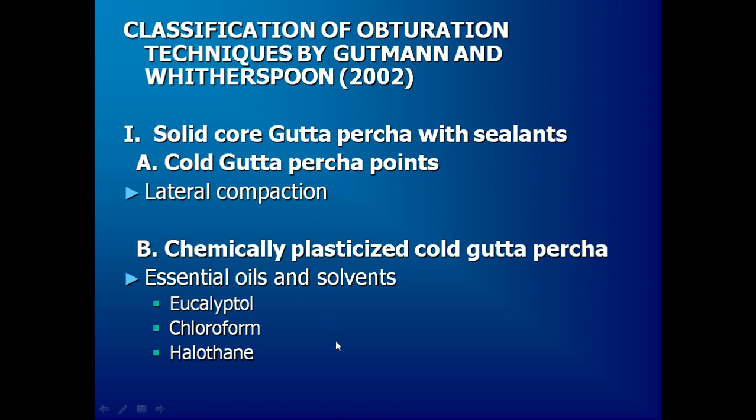Then they also tried to plasticize the gutta-percha. As I said earlier, we need a fluid tight seal. All the avenues of entry, that is the lateral canals, the main canals, the accessory canals, should be filled by the gutta-percha. Gutta-percha is solid, so we cannot expect it to flow into the lateral tubules and the accessory canals. So the next attempt was made to plasticize them with a chemical. Plasticize meaning they are softened. So it was done with eucalyptol, chloroform and halothane. But there were a few disadvantages with these.